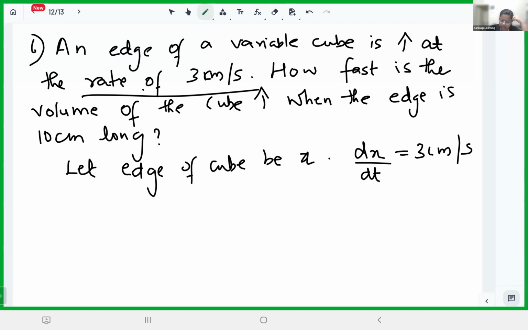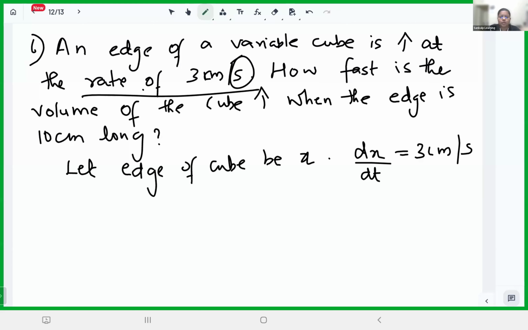And how did I understand that I'm going to differentiate it with respect to t? Because here they have given it as per second. Per second means it is a unit of time. So you have to differentiate it with respect to t. Okay, so dx by dt is 3 centimeter per second.